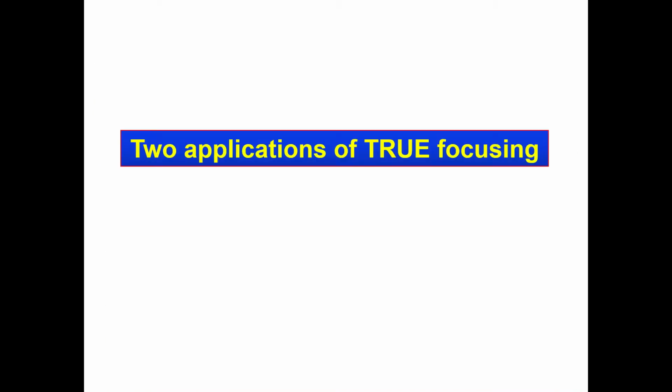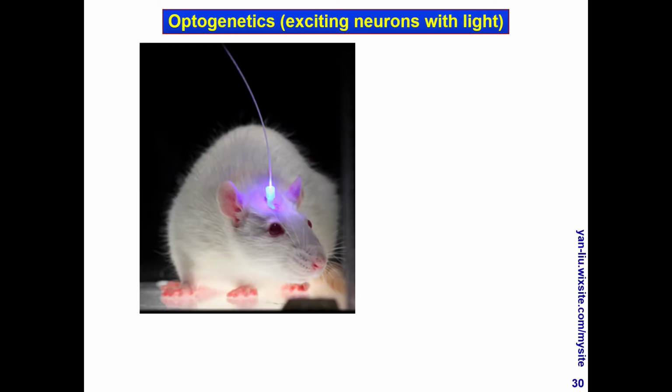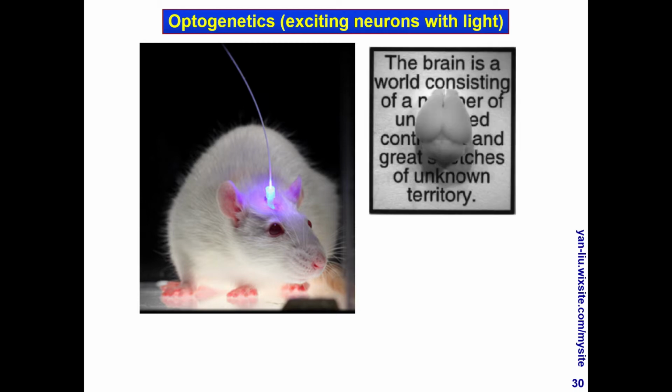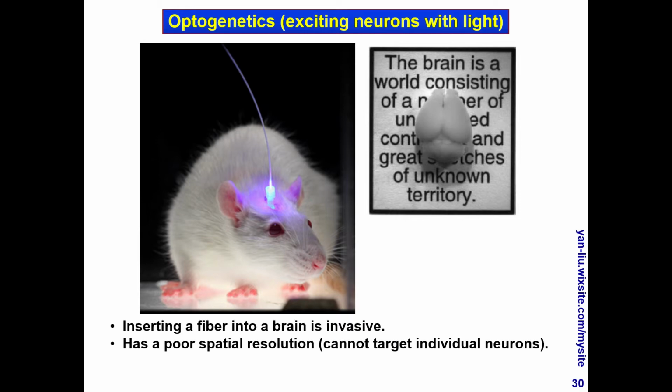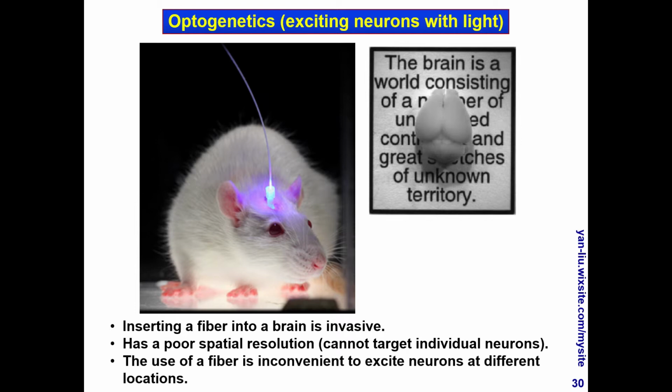Having discussed technology development, now let me talk about 2 potential applications of true focusing. The first is optogenetics, where scientists use light to excite neurons to study their functions. However, because the brain scatters light strongly, people have to insert a fiber into the brain to deliver light. This approach is not only invasive, but also has a poor spatial resolution, meaning it cannot target individual neurons. In addition, the use of a fiber makes it inconvenient to excite neurons at different locations.